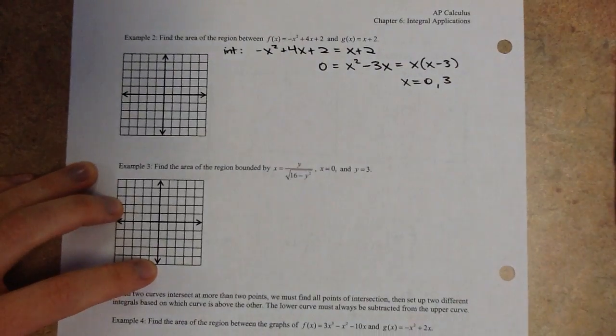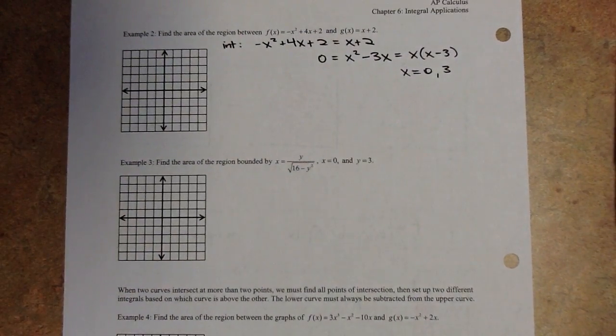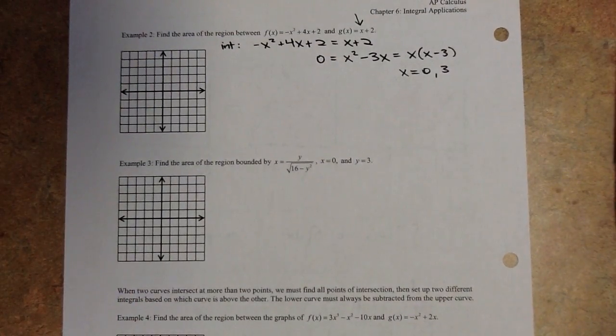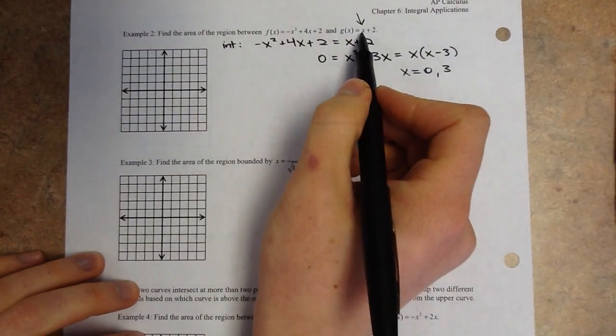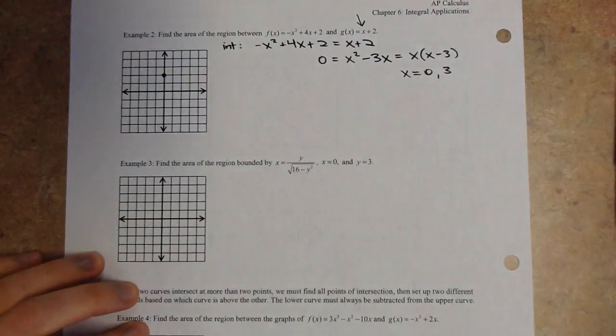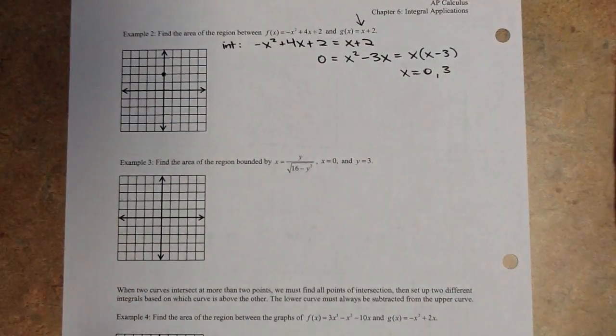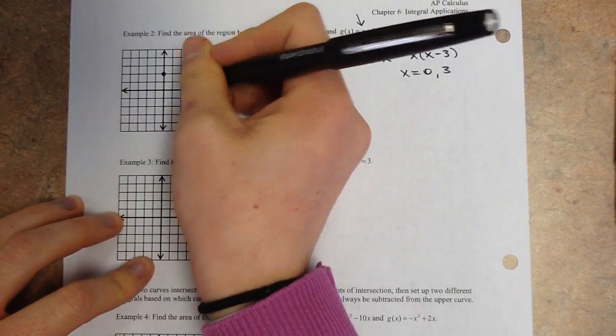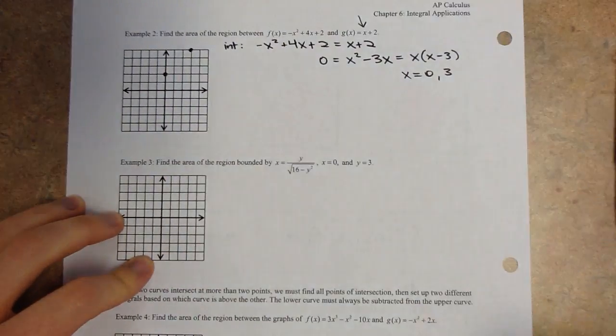That's only half of the intersection point. Remember, that's just the x value. You still need to know the y value. So plug it into the simpler of the two functions. So I would plug it in here. So we know they're going to intersect at the point 0, 2. It's that point right there. And then if I plug in 3, they're going to intersect at the point 3, 5. Okay, so that's right there.